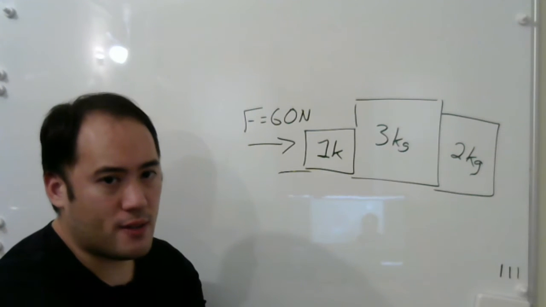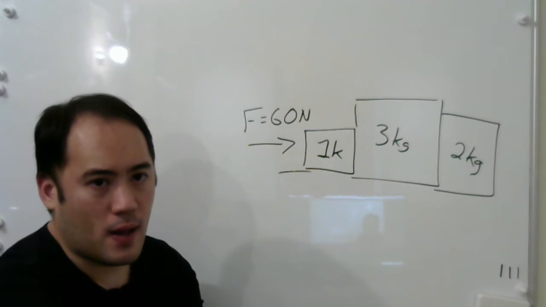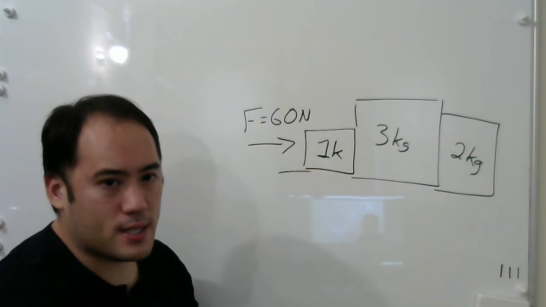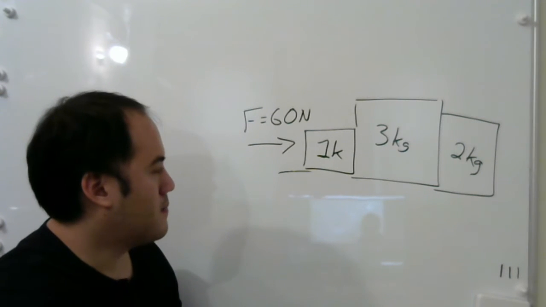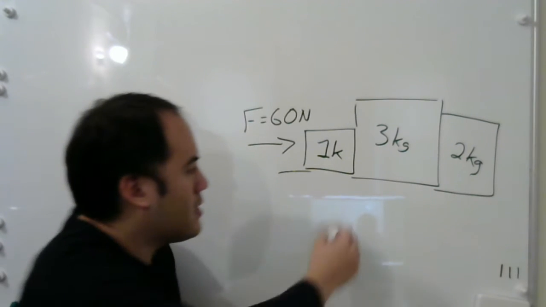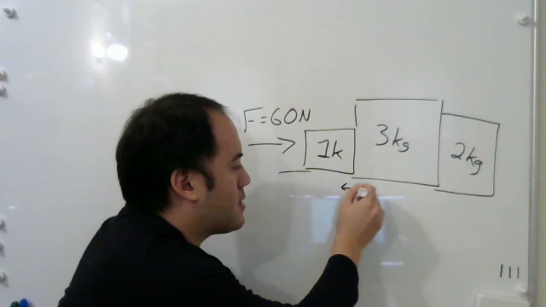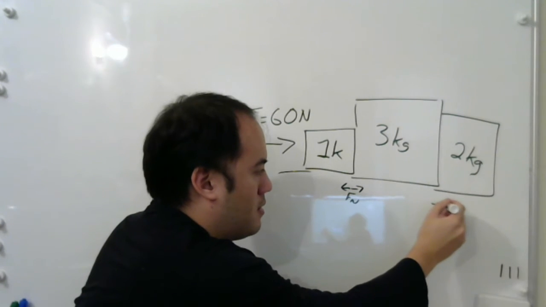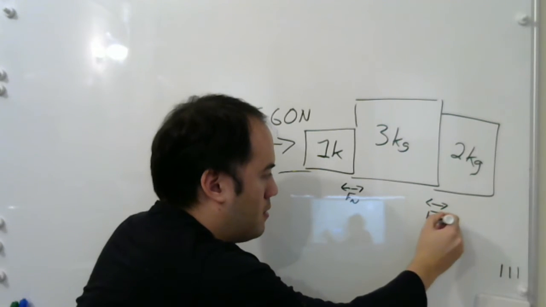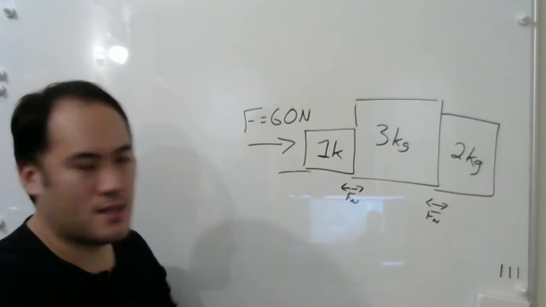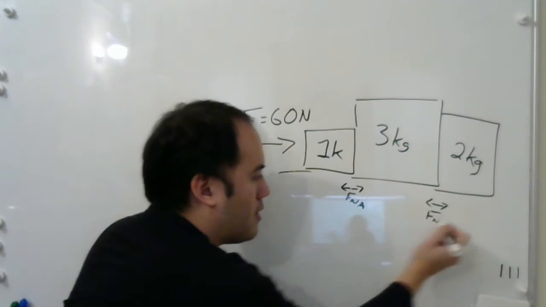We want to find the force. Let's keep it simple. The force between these 2 blocks. Both of them. We'll find both of them. So the question is, determine the normal force between these 2 blocks. I'll call them A and B.